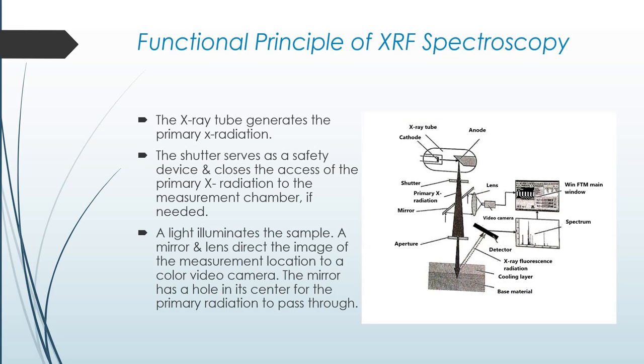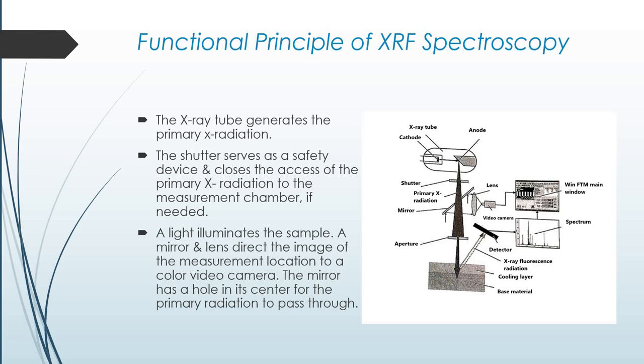Next is the functional principle of the X-ray fluorescence spectroscopy instrument. The diagram shows the functional principle of XRF. The X-ray tube generates the primary X radiation. The electrically heated cathode emits electrons. Accelerated by the applied high voltage to very high speeds, the electrons bombard the anode material. This generates the primary X radiation.